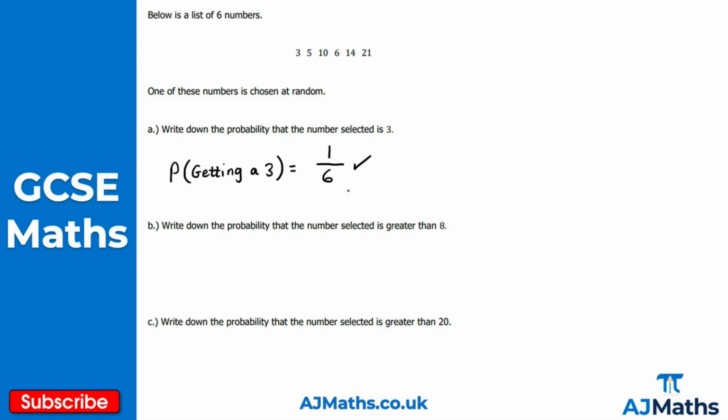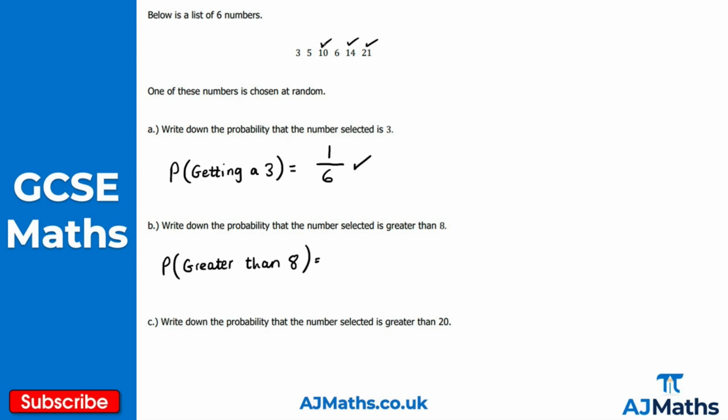For part B, we're asked to write down the probability that the number selected is greater than 8. So if I pick this number at random, what I'm looking for here is the probability of that number being greater than 8. So how many possible numbers do we have here that are greater than 8? Well, 3 is smaller than 8, 5 is smaller than 8. I've got 10 here, so that's greater than 8. 6 is smaller than 8. I've got 14 and 21. So we've got 3 possible options here. So we're looking for the probability of greater than 8.